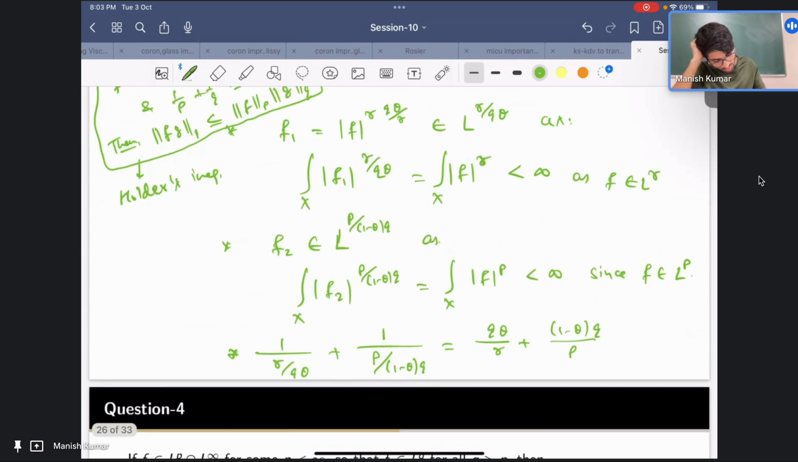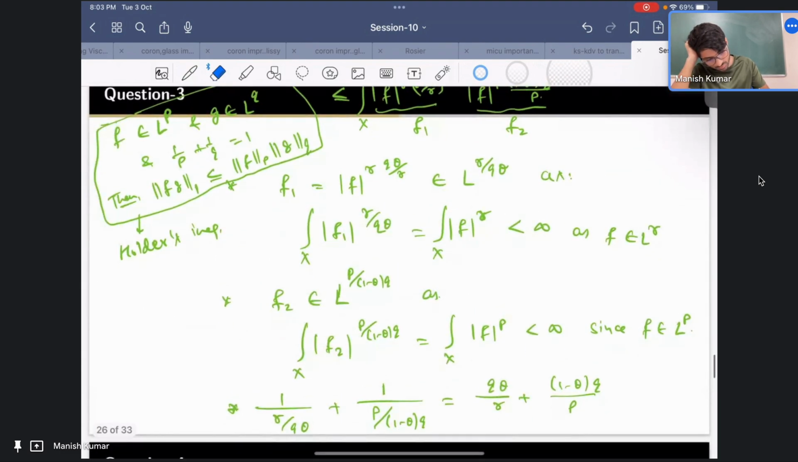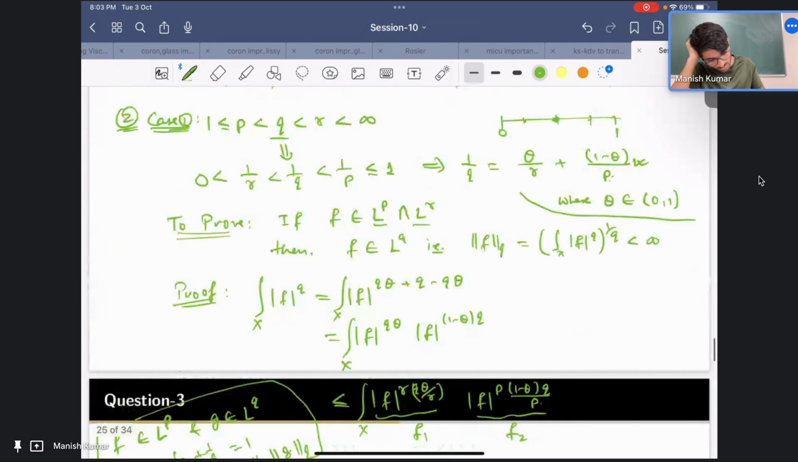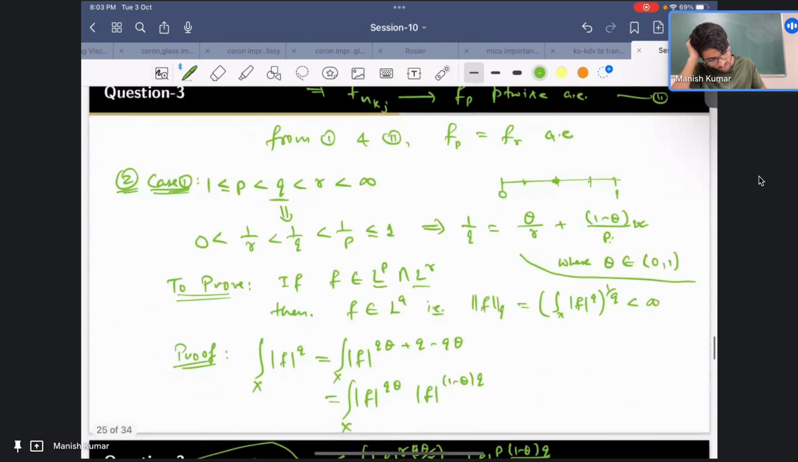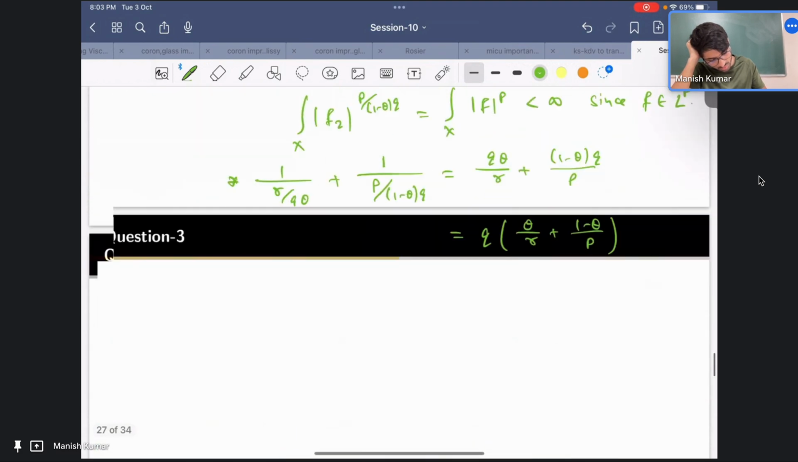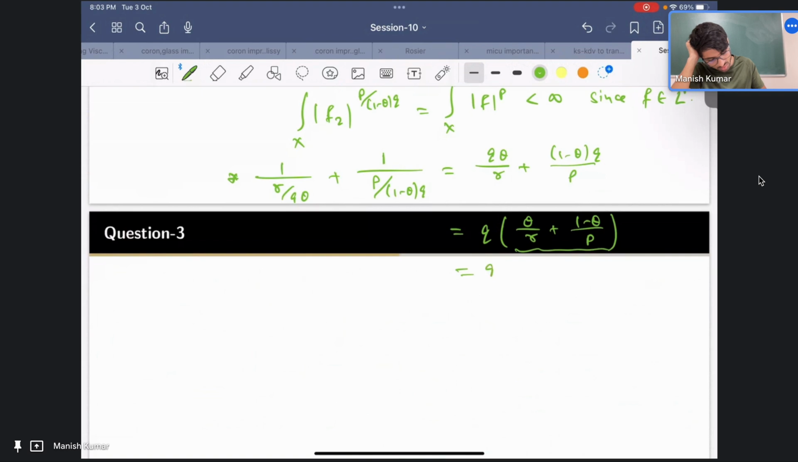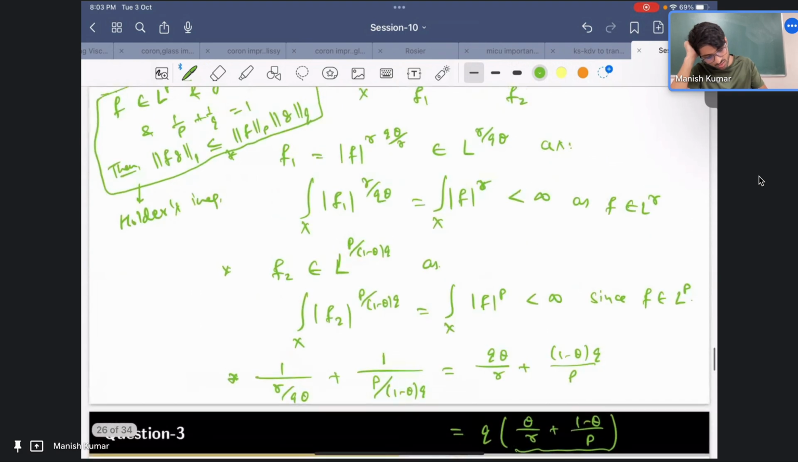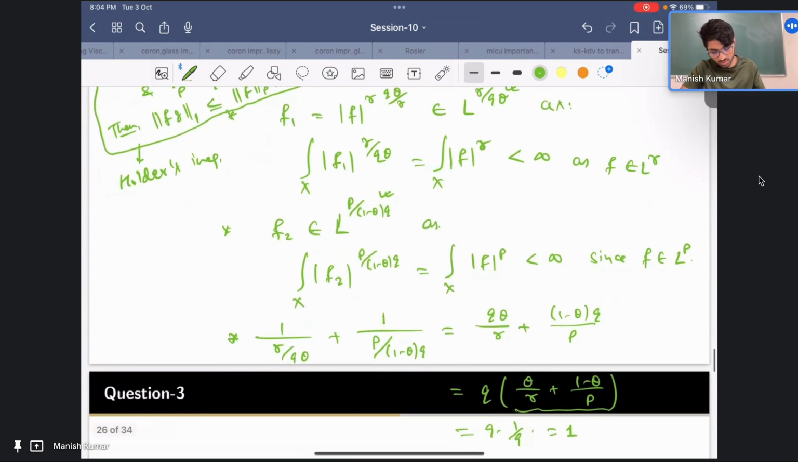If I take theta and q common, then what I have is theta by r plus (1 minus theta) by p, times q. And see what this was: theta by r plus (1 minus theta) by p is 1 by q. So it is q times 1 by q, which is 1. So r by q theta is the conjugate exponent of this one. So I can use Holder's inequality.